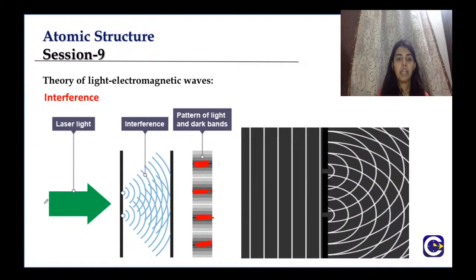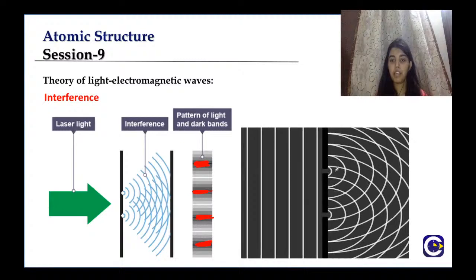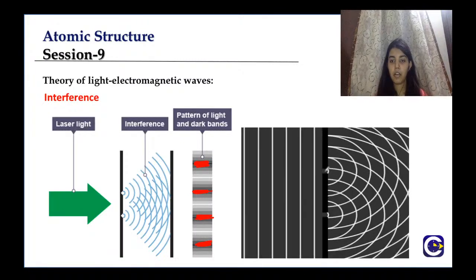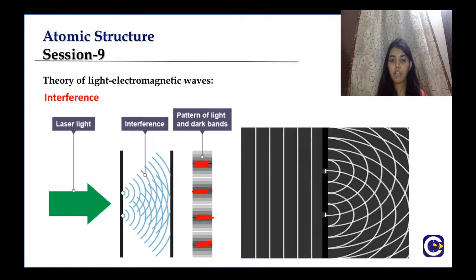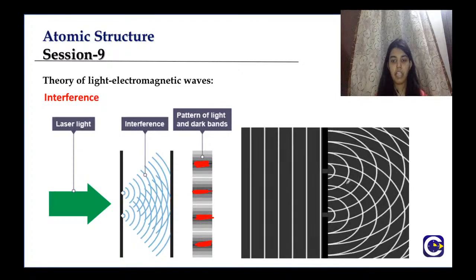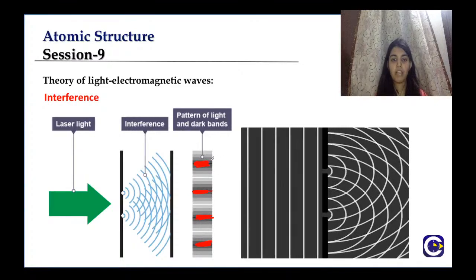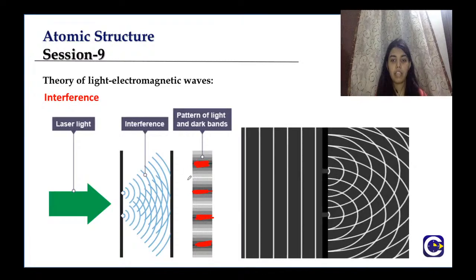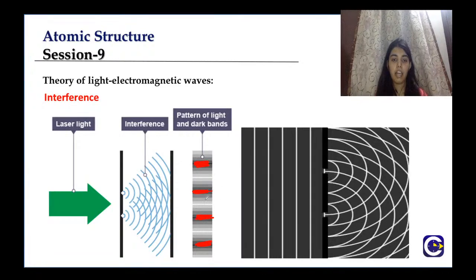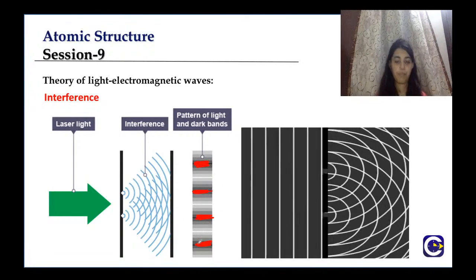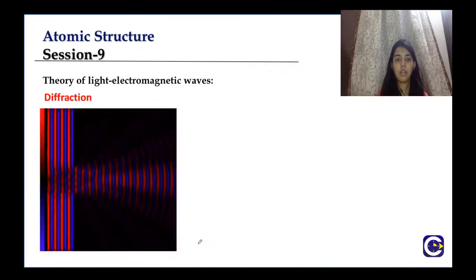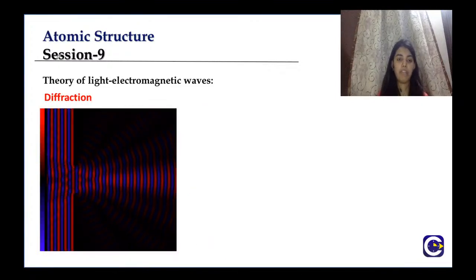Now we will study, see here, can you see that the two waves are interfering with each other in such a way that there is a pattern of dark bands? You can see that constructive interference is there. Okay. So next we will study about diffraction.